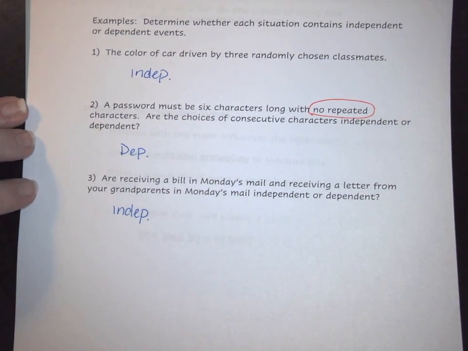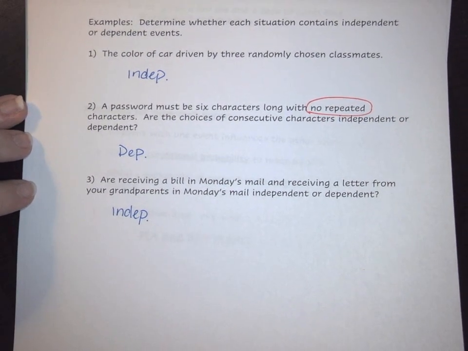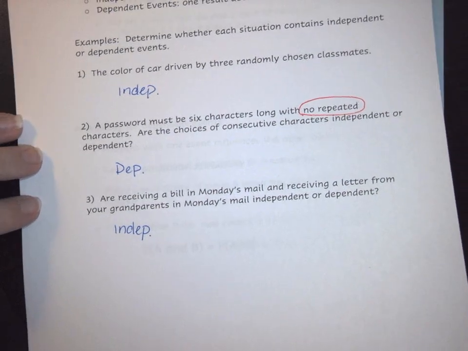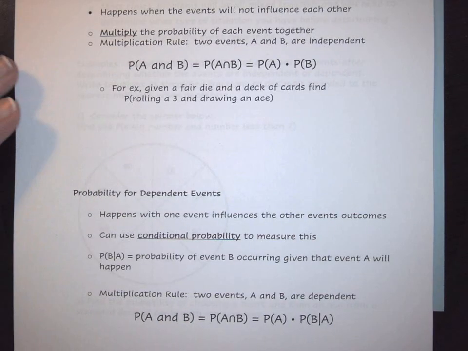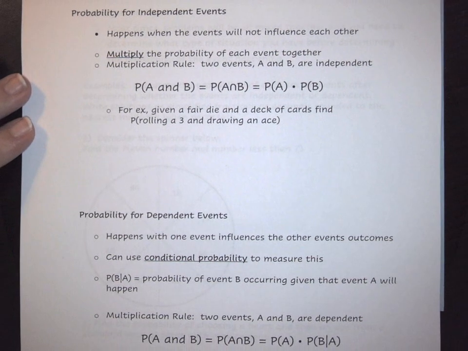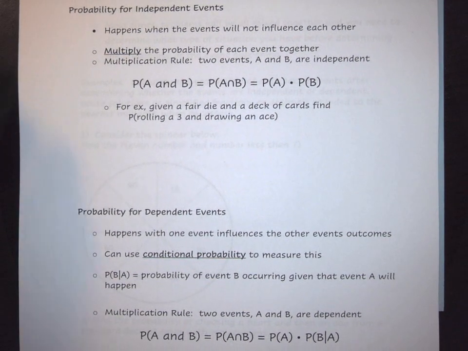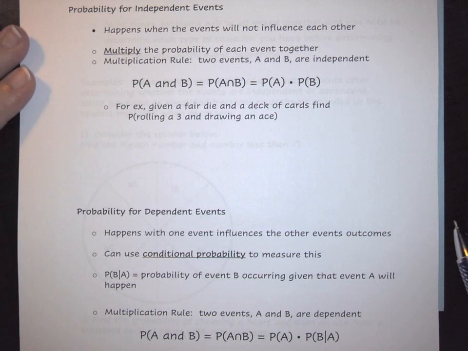Now, the reason why being able to tell the difference in these statements is so important has to do with being able to determine which multiplication rule you will follow. So we have 2 different rules that we have to follow here. The first is the probability for independent events. The second is your probability for dependent events. So let's look at independent events.